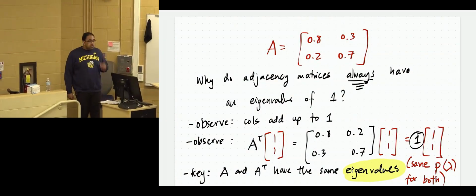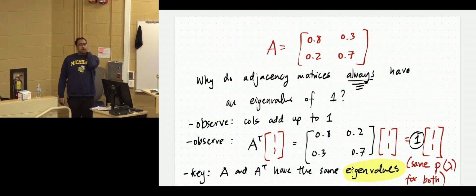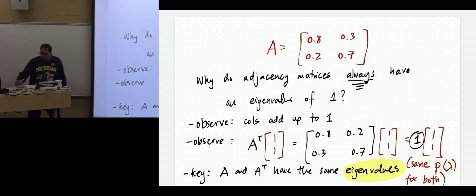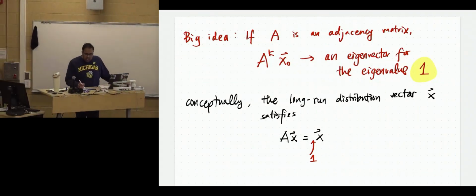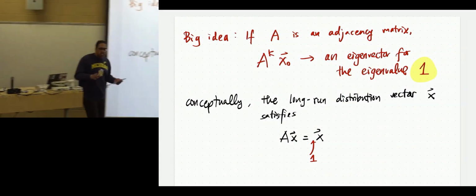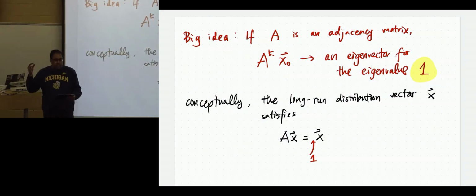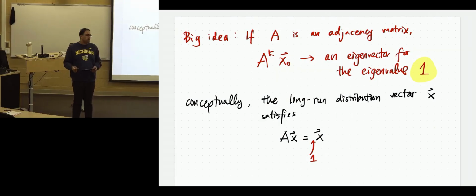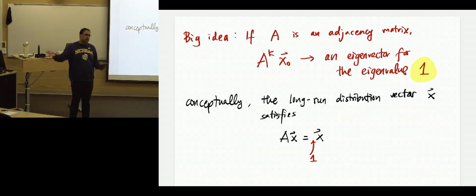All right? But it turns out that knowing that A has an eigenvalue of 1 isn't enough to fully justify why this system converges to the eigenvector with eigenvalue 1. Let me say that again. What we just argued is that any adjacency matrix for sure has an eigenvalue of 1. 1 is one of its eigenvalues. That means we can find a vector whose eigenvalue is 1. That's for sure for any adjacency matrix.